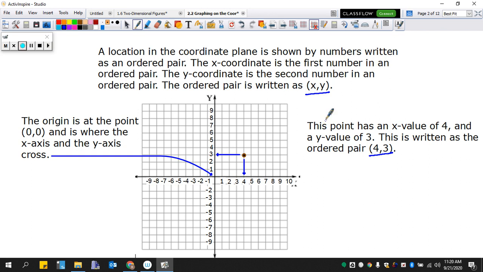And when we write the ordered pair, we always write it in this format. You have to write it with the parentheses, the x value, comma, then the y value, and then closing parentheses. It's very, very important that you write it using the parentheses and the comma. If you don't write it like that, then it's technically not written as an ordered pair. It's just written as two numbers. So make sure that you put parentheses around the ordered pair when you write it in your answers.